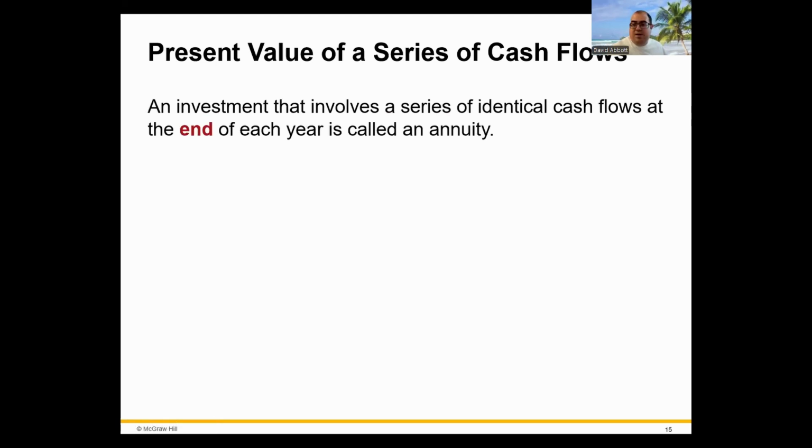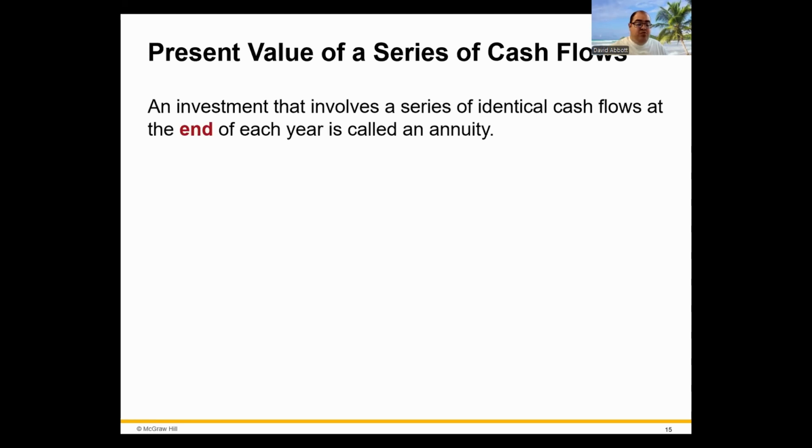So this is good if it's one payment that we're receiving, but it gets more complicated when it's an annuity, something that's going to pay out over a series. So let's take a look at that. Although some investments involve a single sum to be received or paid at a single point in the future, other investments involve a series of identical cash flows known as an annuity.